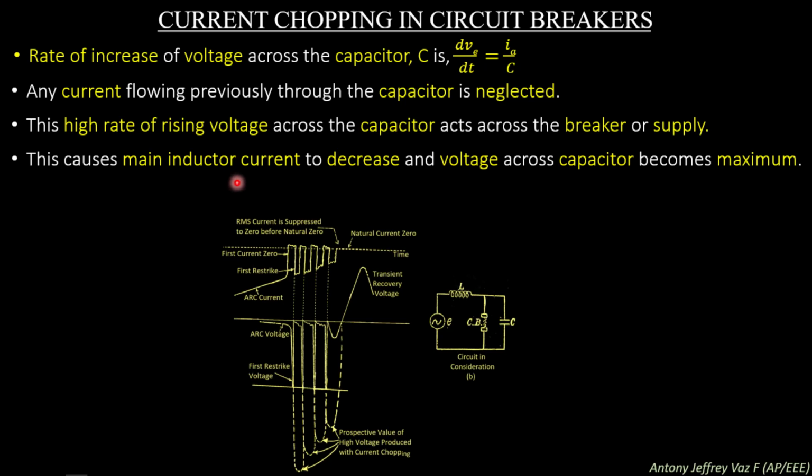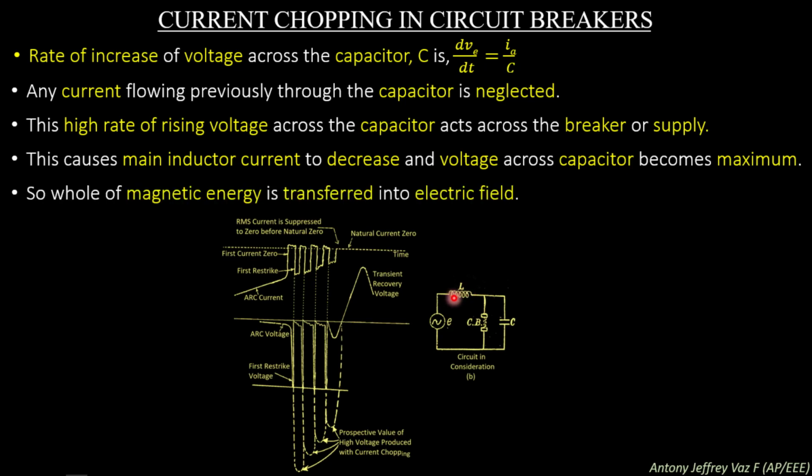This causes the main inductor current to decrease and the voltage across the capacitor becomes maximum. Since the capacitor is fully charged to its maximum value, the inductor current flowing through the capacitor starts to decrease because the capacitor has reached its maximum charging limit. So the inductor cannot force all its current through the capacitor. At this point you can see the inductor current becomes lesser.